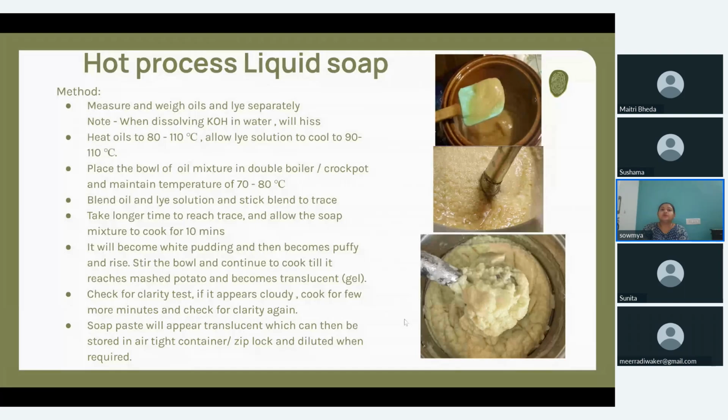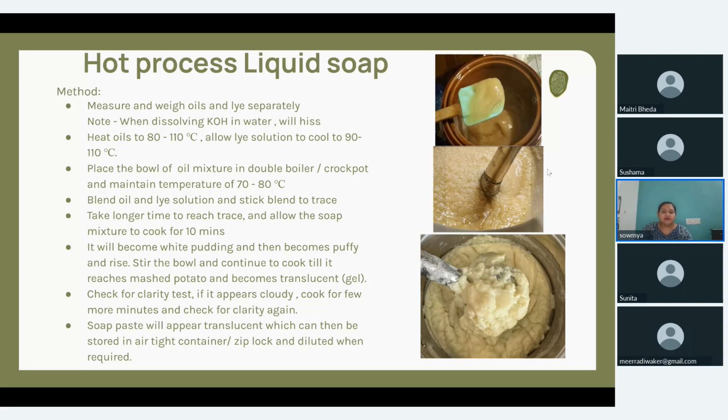Otherwise, if you don't want to dilute it immediately, you can store your soap paste in a Ziploc bag or in an airtight container. They will last you for months, or even I have kept for years also. Nothing has happened. There's no problem with my soap paste till now. They will go on forever, just like your solid soaps.